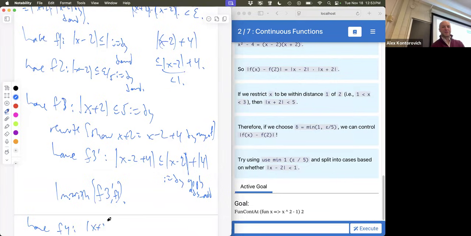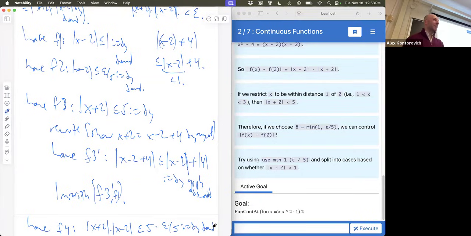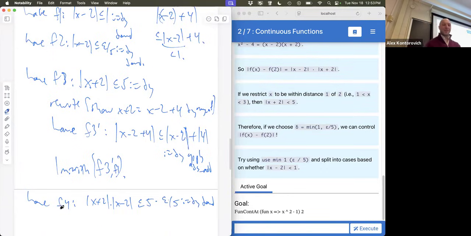Okay, and then I guess we have to do something like have F4. F4 is that absolute value of x plus 2 times absolute value of x minus 2 is less than or equal to 5 times absolute value of x minus 2. Maybe we have to do it one at a time. Maybe bound won't let me multiply the two together. Maybe it will. Should we be bold? Let's be bold and say this is at most epsilon over 5. And that's by bound. Maybe it'll get it, maybe not. Maybe we have to break it. So far, so good. And then we're done. And then maybe linarith F4 should close it out.